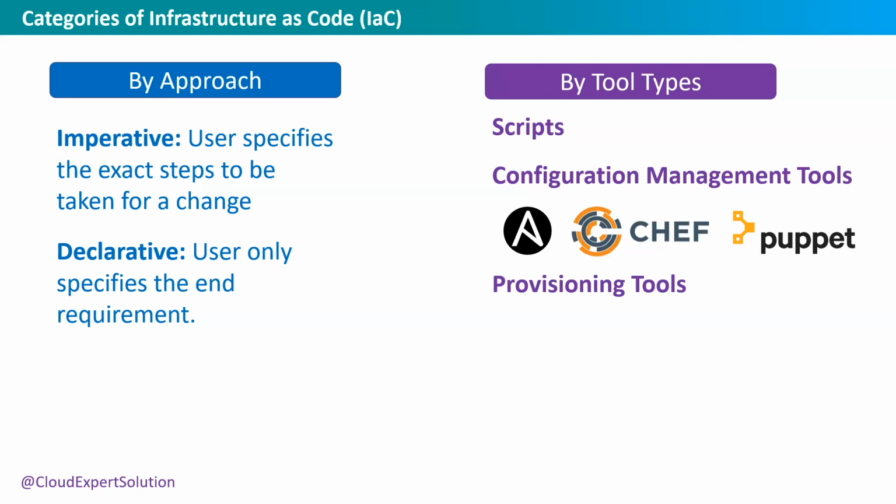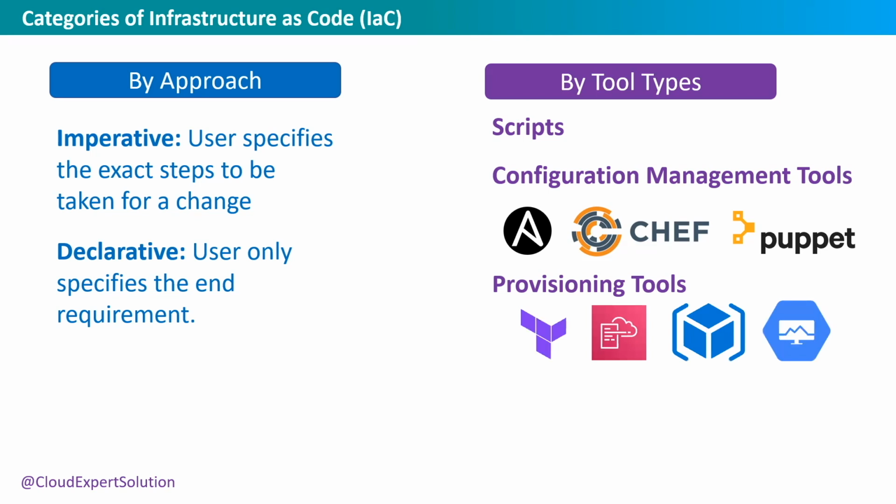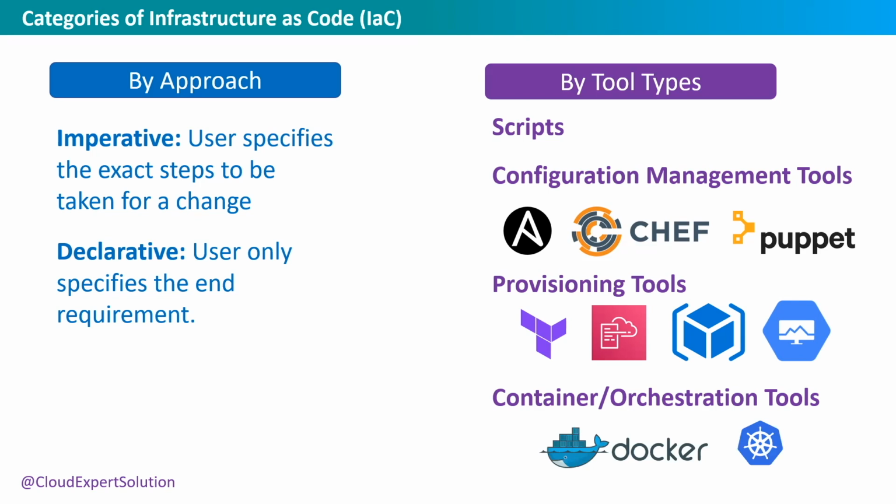Then there is a category where you are provisioning the infrastructure, like Terraform, AWS CloudFormation, Azure Resource Manager, GCP Deployment Manager. Those are some examples of provisioning tools. And last but not least, there are some tools specifically for containers or container orchestration. The examples are Docker, Kubernetes.